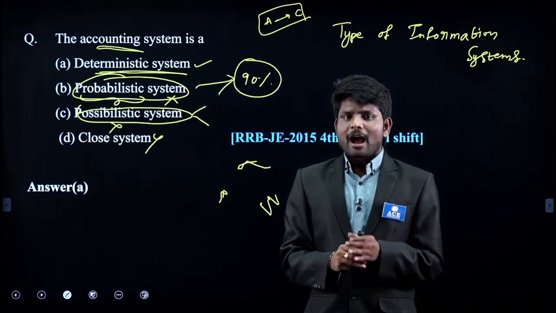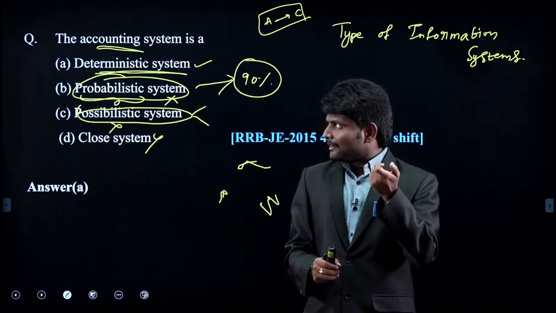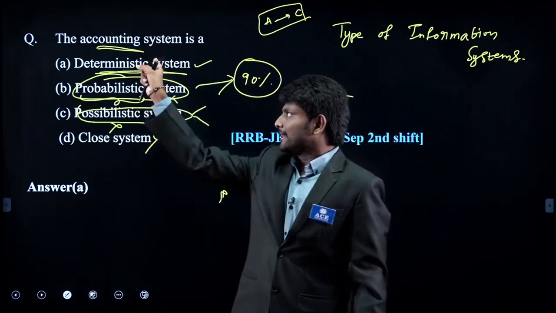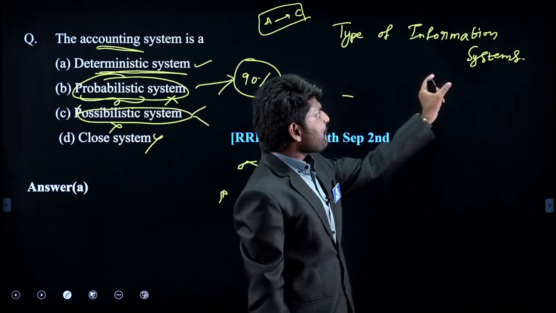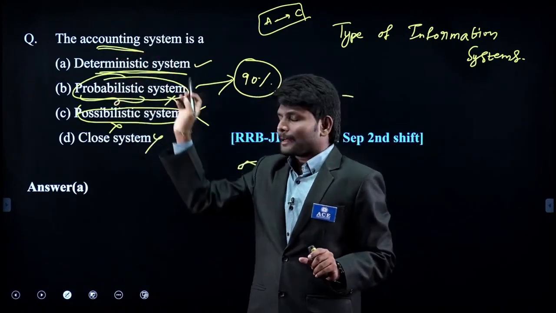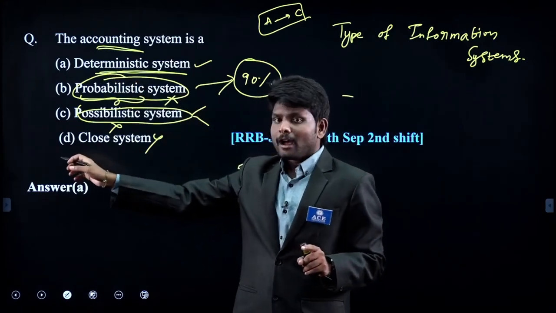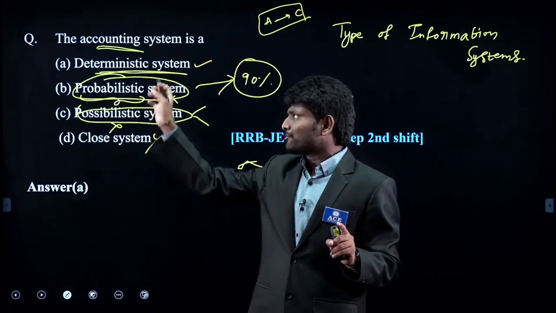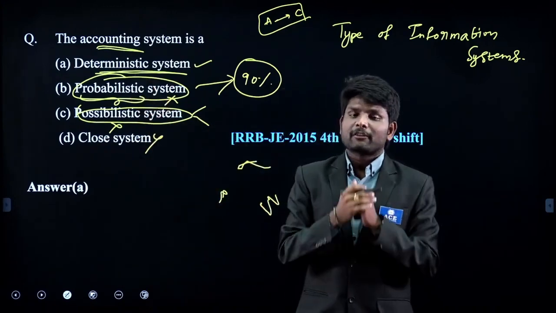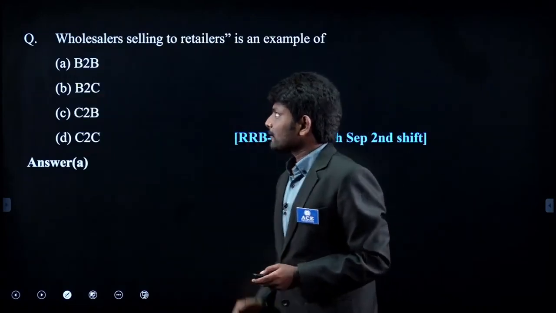What I am trying to say is, our preparation should be very rigorous. How can we make it rigorous? The technique is very simple. When you see a question related to type of information systems, answering that accounting system is a deterministic system is not enough for your preparation. What should be your preparation? What are the other options and what are the different information systems that fall under all these other options? That will make your preparation more rigorous. Fine. Let us go to the next question.